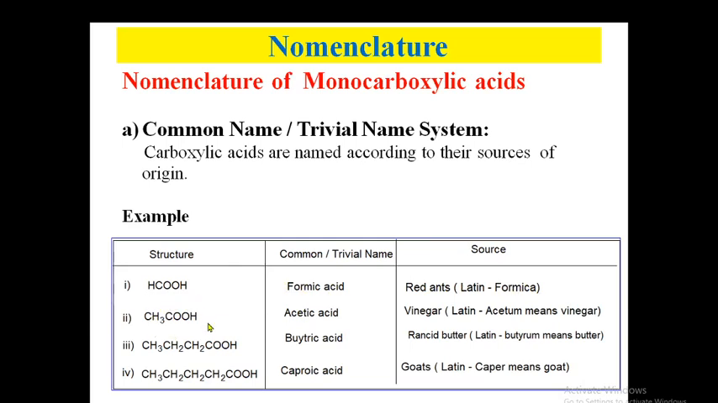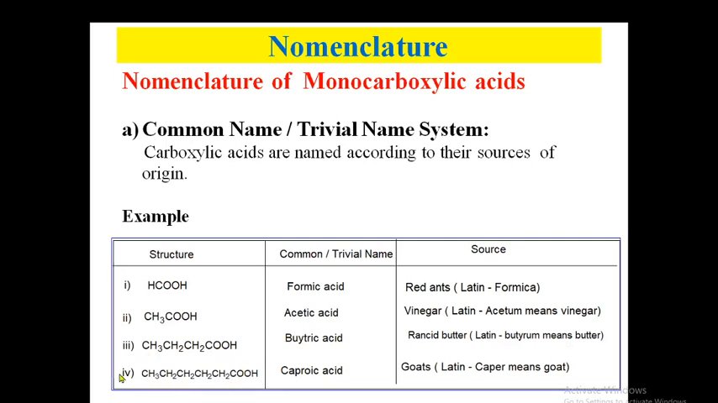If you are taking the second example, that's acetic acid. It is present in vinegar. The Latin word acetum means vinegar, and therefore the name acetic acid is given. One more example is butyric acid. See, four carbons are present, and this particular carboxylic acid is present in rancid butter. The Latin word butyrum means butter, and therefore the corresponding name is given to this acid, butyric acid, which contains four carbon atoms.